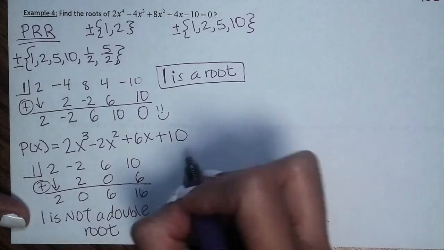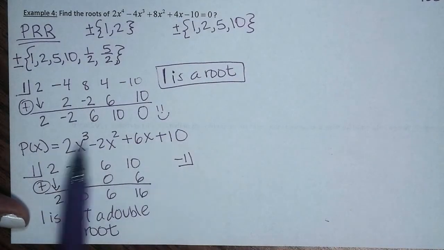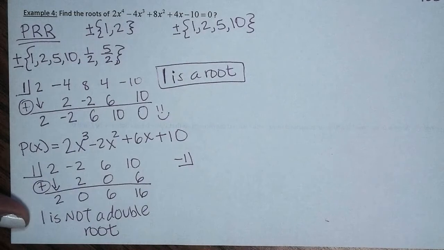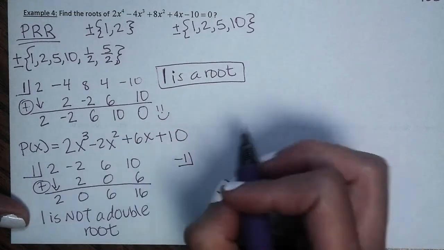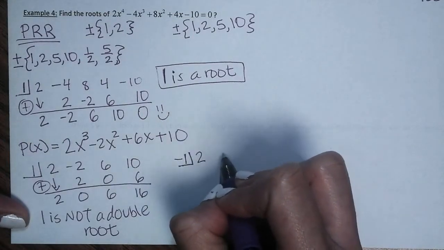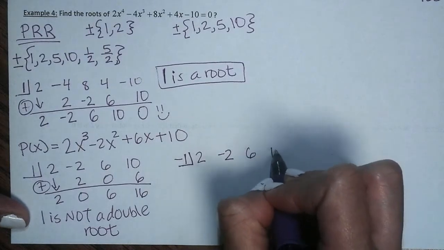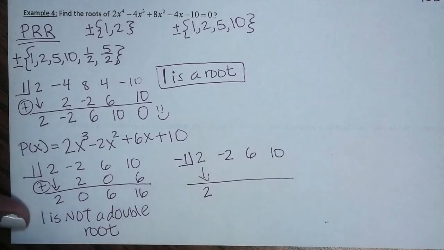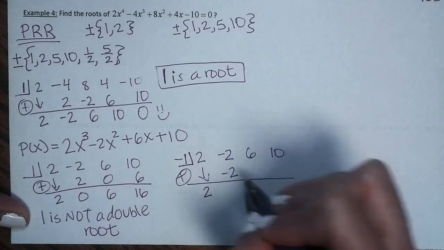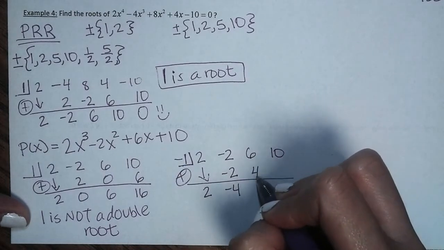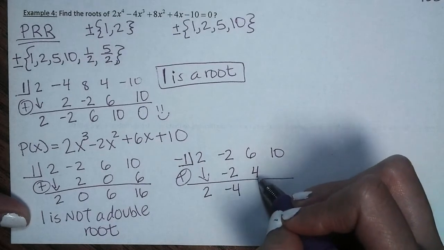Let's try -1. And again, you want to try it on the reduced cubic. Don't try -1 on the quartic again because then you're not going to get anywhere. Let's try it on the reduced cubic. So let's take -1, put it in the box, and let's divide this cubic by -1. So 2, -2, 6, and 10. So we're going to multiply and add. 2 times -1 is -2. So that gives me -4. -4 times -1 is +4. 4 plus 6 is 10.